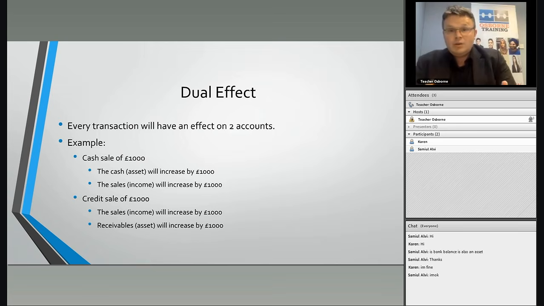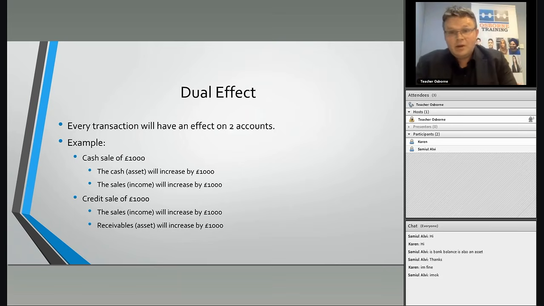There are two accounts that are going to be affected by this. First, we have cash coming into our business. Cash is an asset, if you remember I said before, so that's going to increase by £1,000. And our sales, which is considered income, will also increase by £1,000. So you see two accounts are being affected. It's called the dual effect.